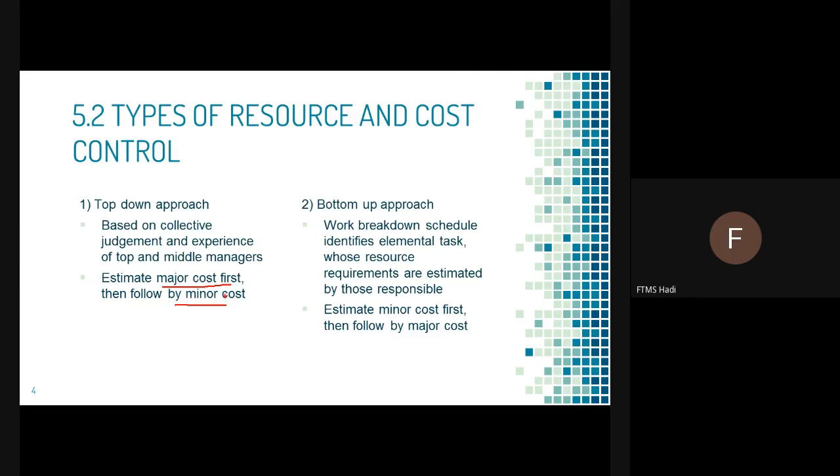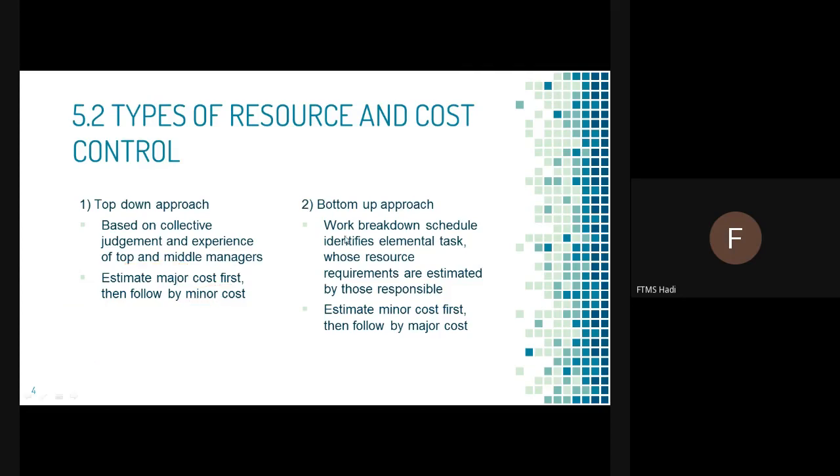Who will do the top-down approach? That means more on top and middle managers, because they are more the experts. So that is the top-down approach. That means it's like a triangle, something like this. Let's say this is the money. The most money comes from here, that means major cost. Just a small amount of money comes from the minor tasks. Okay, that is the first one.